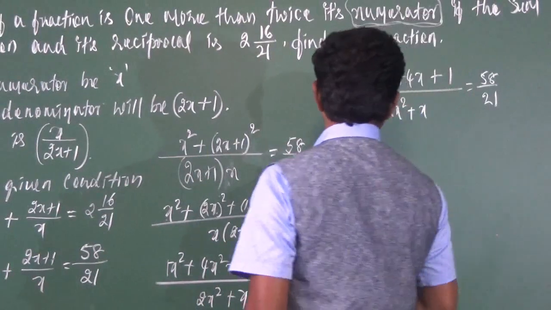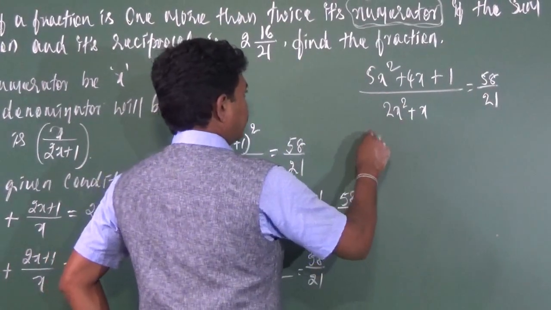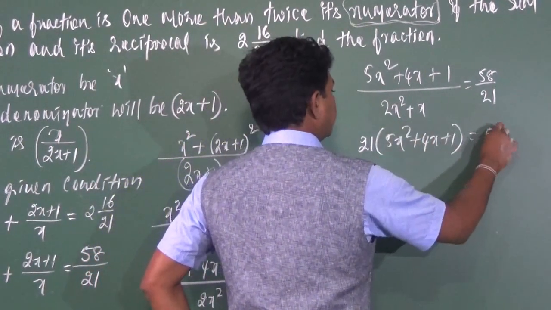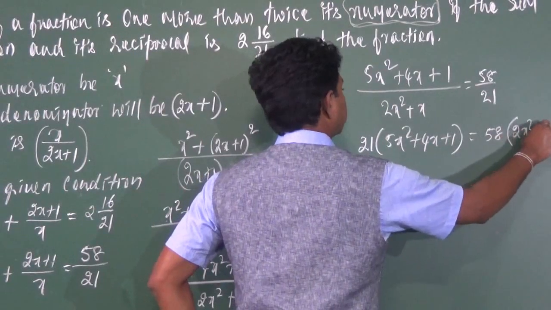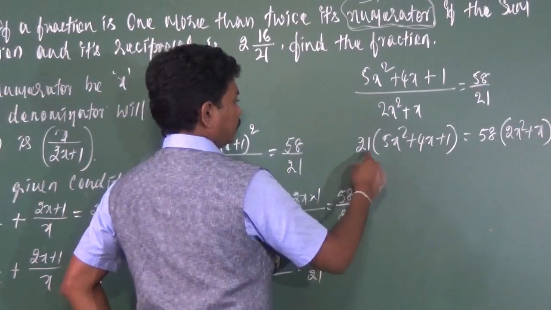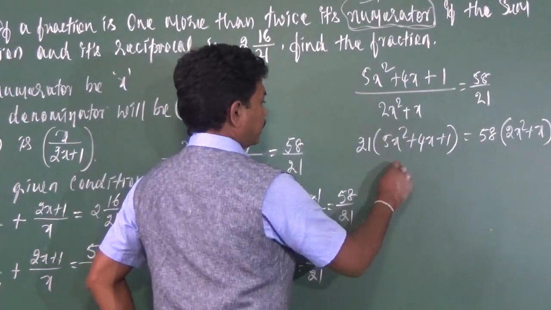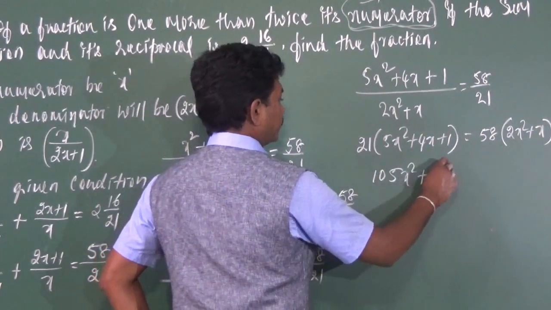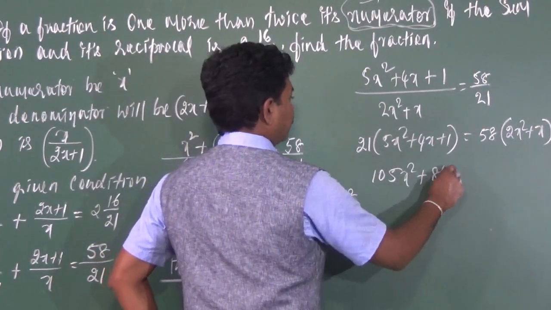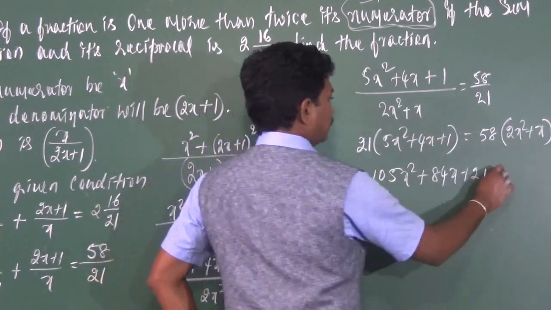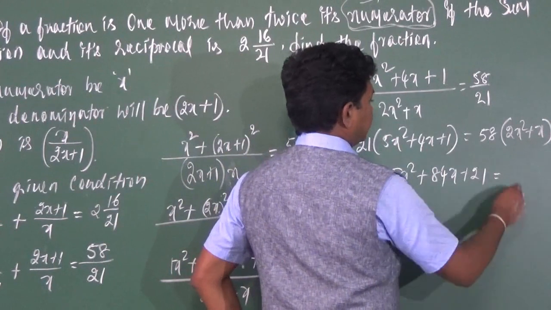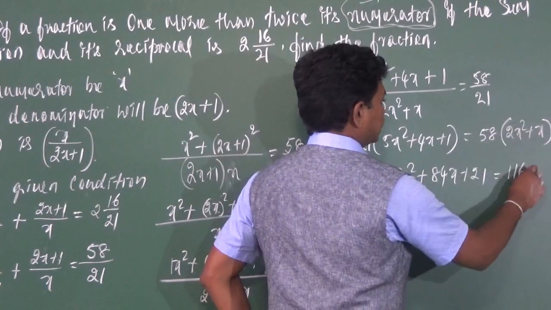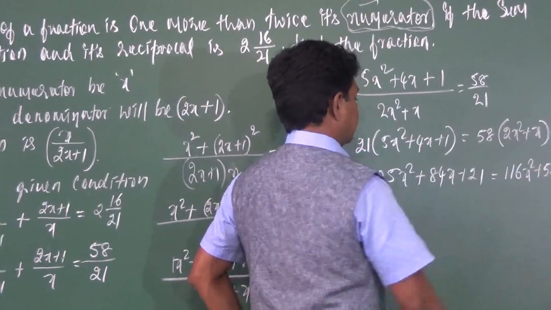So you have to go for cross multiplication. So 21 into 5x square plus 4x plus 1 is equal to 58 into 2x square plus x. So 21 into 5x square is 105x square, plus 21 into 4 is 84x, plus 21 is equal to 58 into 2x square is 116x square plus 58x.